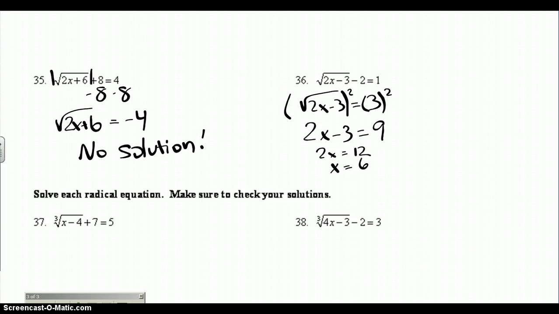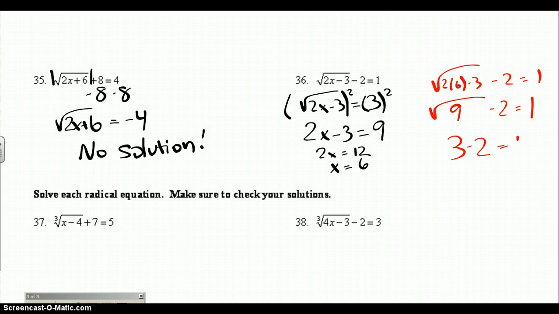If I plug it in, we have the square root of 2 times 6 minus 3 on the outside minus 2 equals 1. So we should get 12 minus 3 gives me 9, minus 2 equals 1. Square root of 9 is 3, minus 2 equals 1, and 1 equals 1, so we're all good.